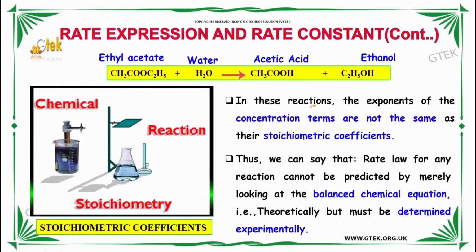So in these reactions, the exponents of the concentration terms are not the same as their stoichiometric coefficients. Thus, we can say that the rate law for any reaction cannot be predicted merely by looking at the balanced chemical equation theoretically, but must be determined experimentally.